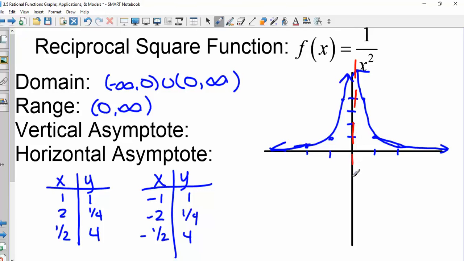Vertical asymptote, and a horizontal asymptote, y equals 0. Good.